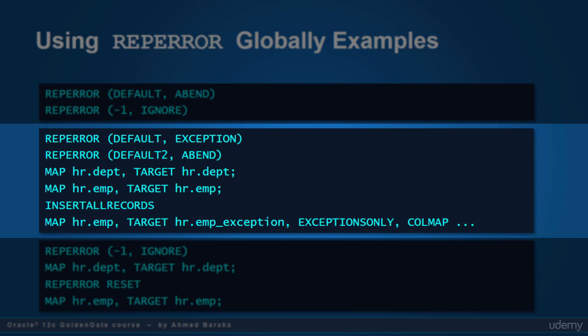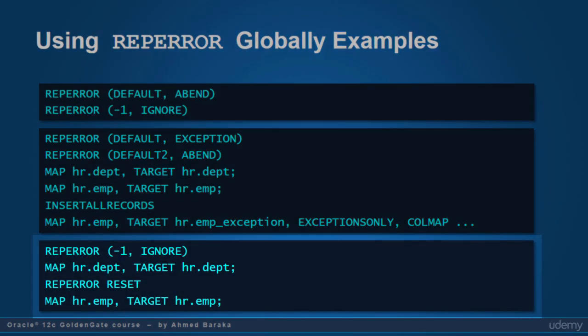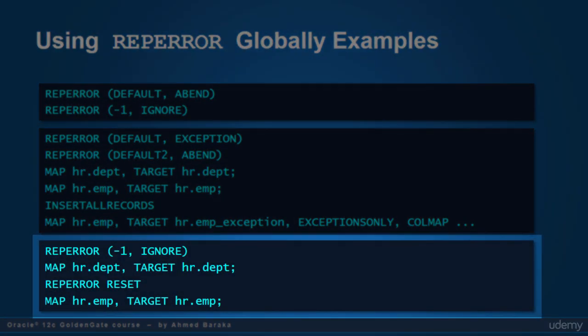In this example, there is an exceptions map statement defined for the emp table. Therefore, if there is an error taking place in the operations on this table, it will follow the rule defined in this statement. But if the error happens in the dept table, the replicate process will just terminate. You will learn about exceptions map statement soon in this lecture. The third example applies error rules for the first map statement and then restores the default of abend to the second map statement.